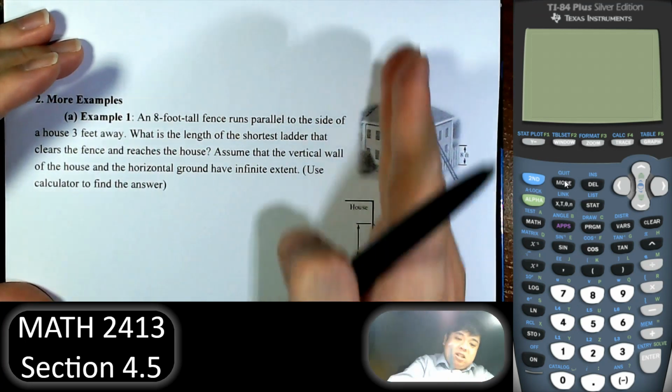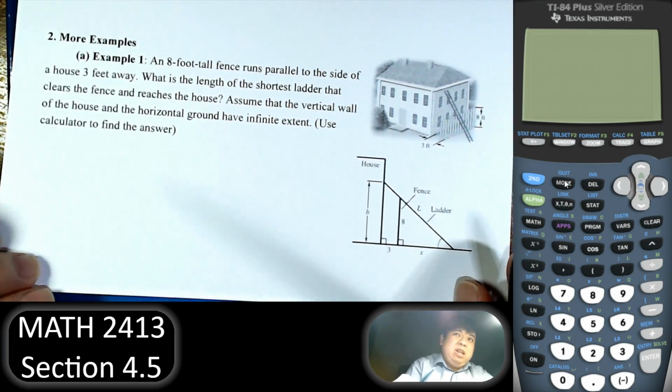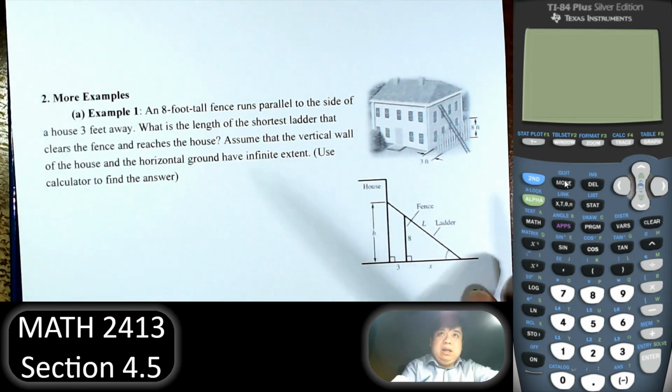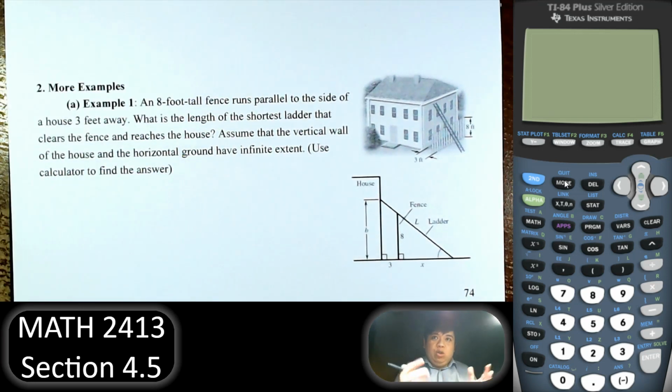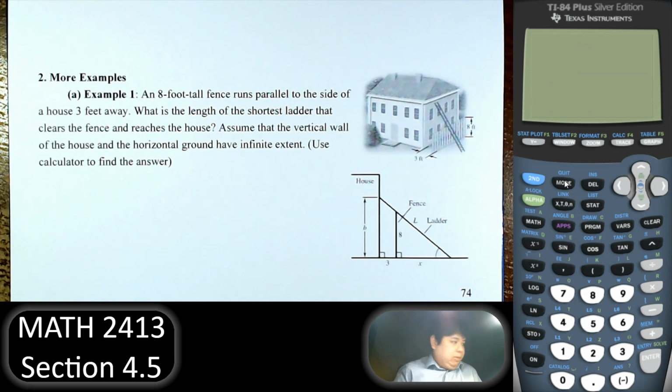Assume that the wall can be extended indefinitely high. And in this case, the function is a bit complicated, so we're going to use the calculator to find the maximum and minimum. Of course, I also want to show you how to find the maximum and minimum using the calculator as well.